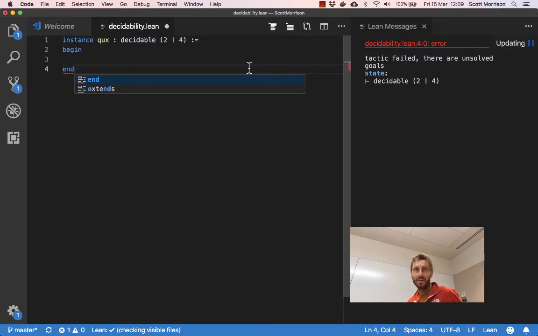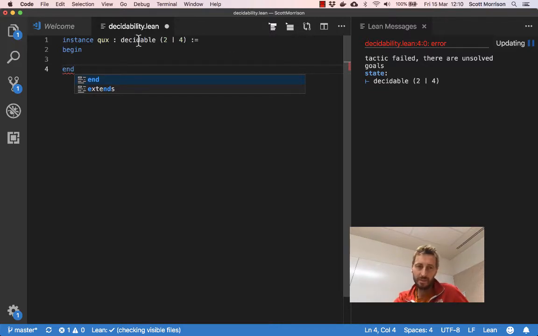What does decidable 2 divides 4 mean? It's possible for the computer to decide that 2 divides 4. Yeah, so you've got to remember that 2 divides 4 is just a prop, so it might be some arbitrarily difficult proposition, it might be the Riemann hypothesis, and decidable is a way of expressing that we have an algorithm to decide whether that proposition really is true or really is false.